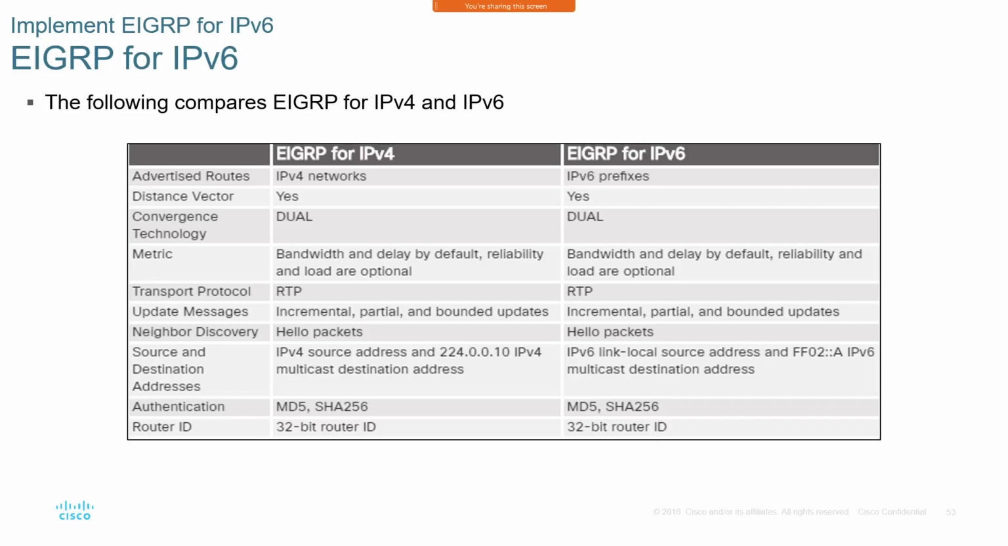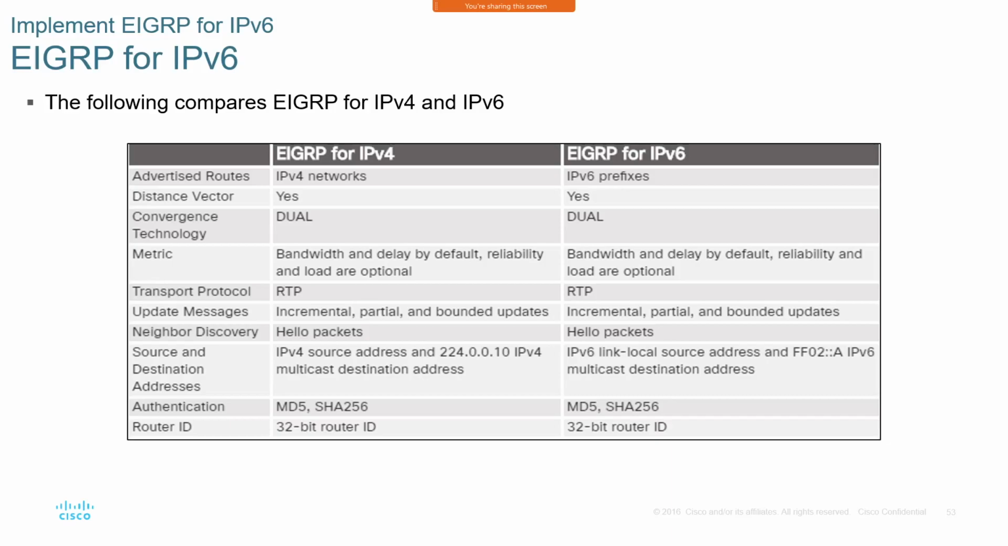Here is one table comparing IPv4 and IPv6 EIGRP. Of course, when we're using EIGRP for IPv4, we want to advertise IPv4 networks. When we are running EIGRP for IPv6, we want to advertise IPv6 addresses. They are both distance vector protocols. They both use the DUAL algorithm. They both use bandwidth, delay, load, and reliability of the links. They both use the Reliable Transport Protocol to exchange messages. They both use incremental, partial, and bounded updates. They both use hello packets.